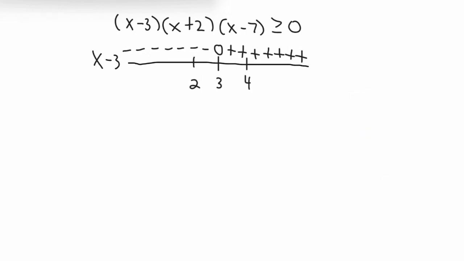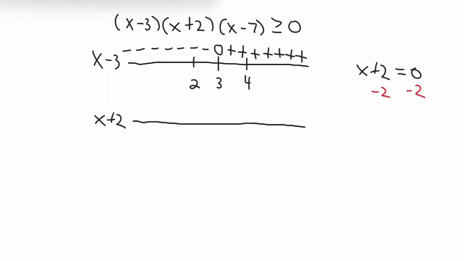Now let's move on to the next factor, x plus 2. Let's do the same thing for this one. So we have x plus 2. If we set that equal to 0 and solve for x, subtract 2 from both sides, and you get x equals 0 minus 2, which is negative 2. So at negative 2, which will be somewhere over here, x plus 2 is 0.